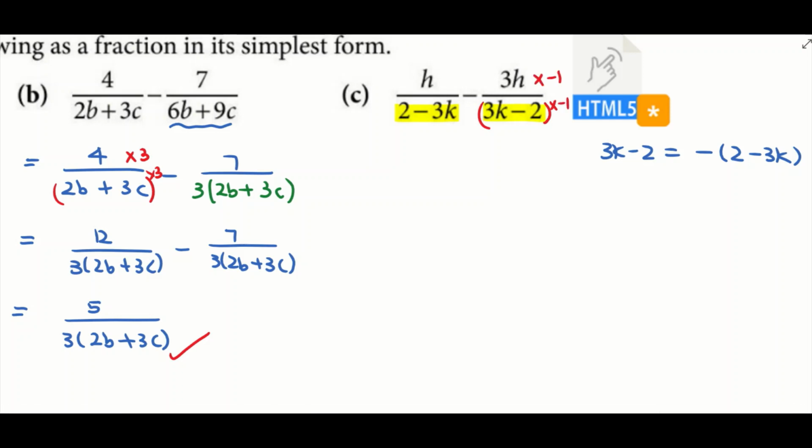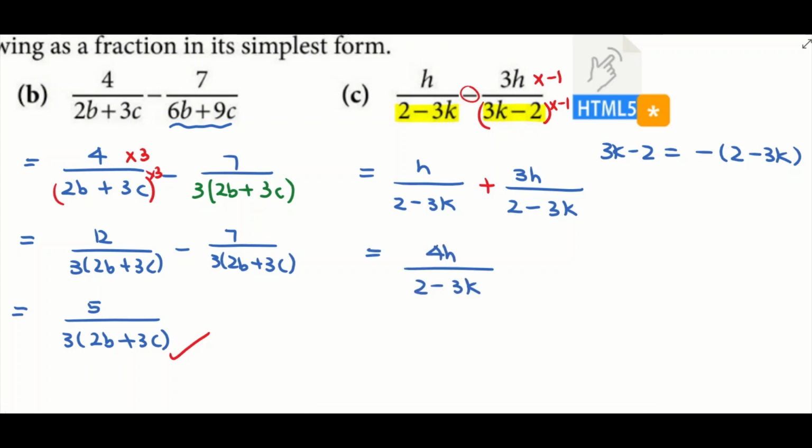So let's see what I have. So I'll have this where the denominator is the same and my negative will become plus. So now I can rewrite the final answer. H plus 3h will give me 4h over 2 minus 3k. So this is the answer and I'm done.